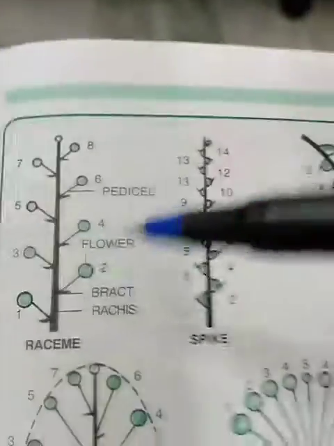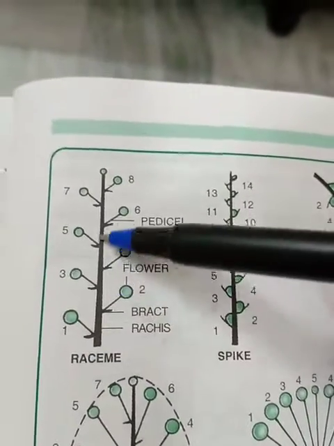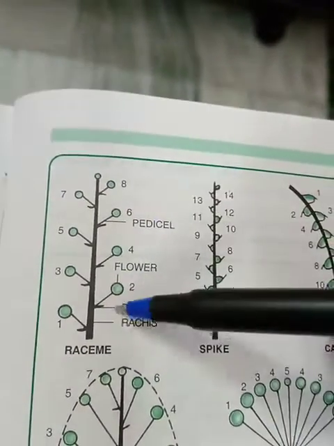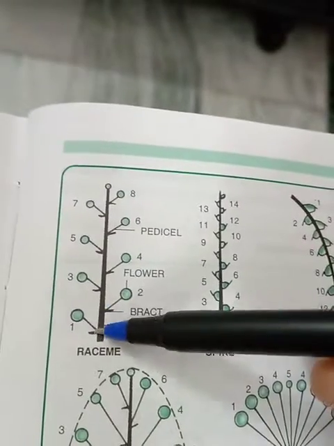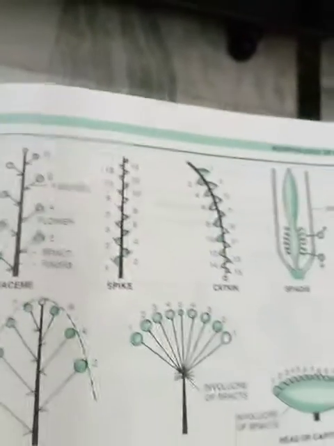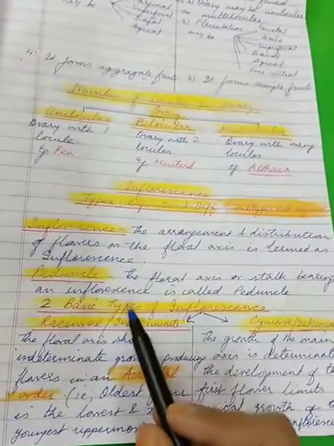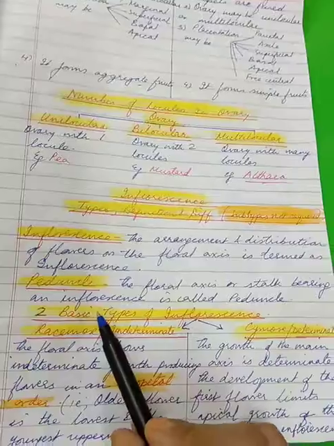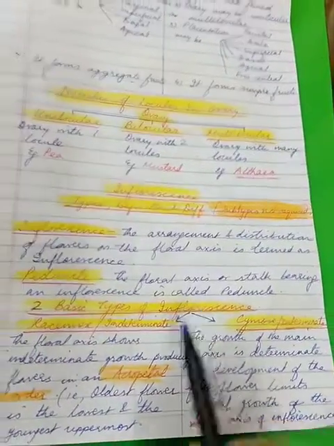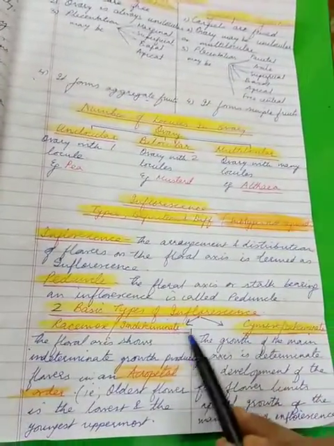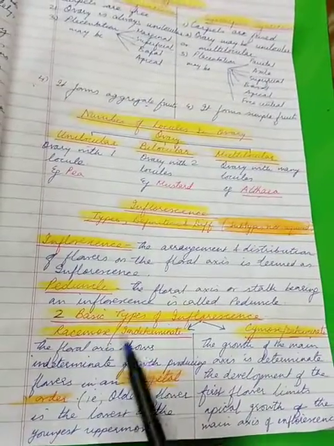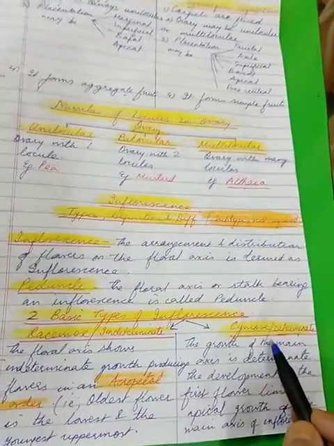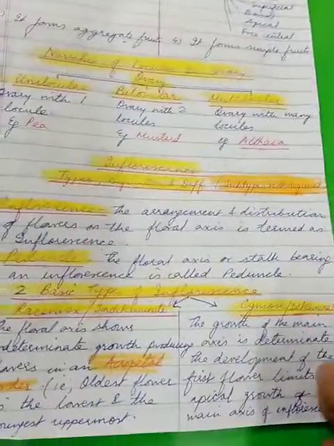Now the floral axis. If you look at this simple diagram here, then this is a floral axis on which flowers are attached like this. Alright, so this floral axis is called peduncle. The floral axis or the stalk bearing the flowers, or bearing the inflorescence, is called peduncle. There are two basic types of inflorescence: racemose or indeterminate, and the other is cymose or determinate. I like to show you the diagram first.